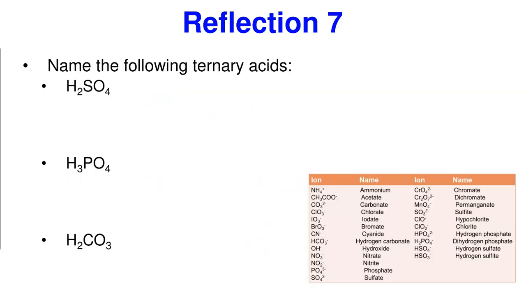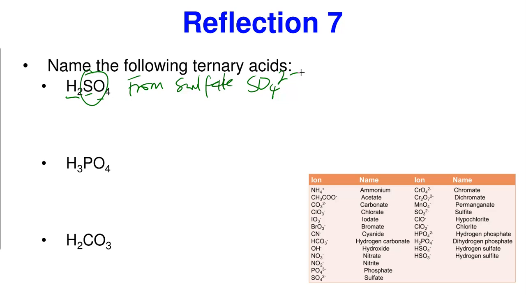In problem 7 here, it says, name the following ternary acid. Now we're going to ternary acids, the acids that have more than 2 elements. Here you have hydrogen, sulfur, and oxygen. Remember the rule. This is derived from sulfate, right? This is from sulfate. And sulfate is SO4, 2-.